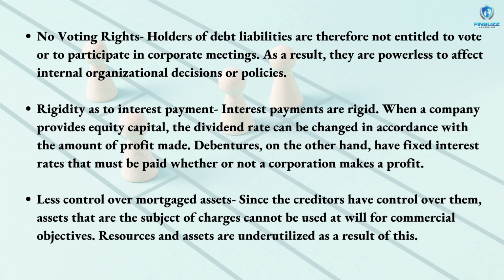However, when a company issues debentures, the interest rate is fixed and interest must be paid whether there is profit or not. The next limitation of debenture is less control over mortgaged assets. Assets that are the subject of charge cannot be used freely for business purposes since the creditors have authority over them. This causes resources and assets to be underutilized.